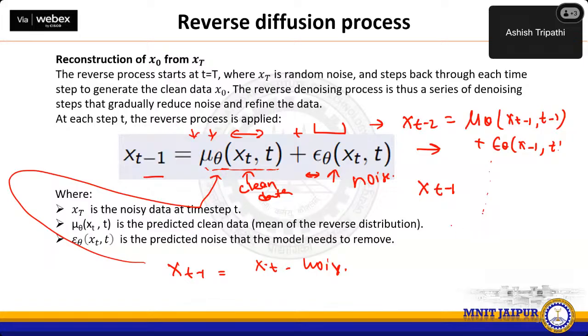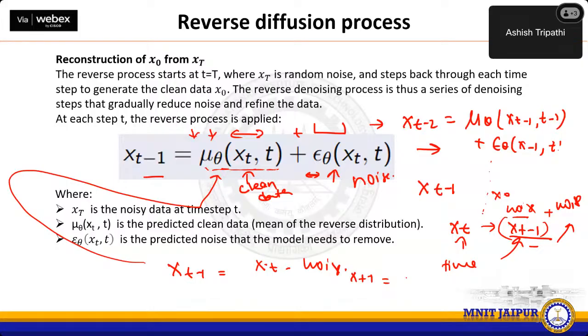But for me, for example, I am at x of t. I am predicting x of t minus 1. No doubt x of t minus 1 is not the clean data, it is the noisy one. But at this time stamp, this is my clean data because I am reducing some noise from this one. Because I'm not predicting x of naught, I'm predicting x of t minus 1. So for me at this moment of time, this is clean and this is noise. And for x of t minus 1, x of t minus 2 is the predicted clean data plus some noise factor that I have added.